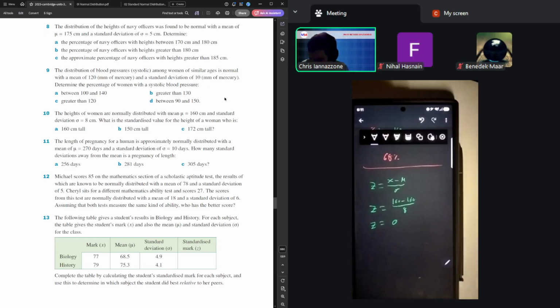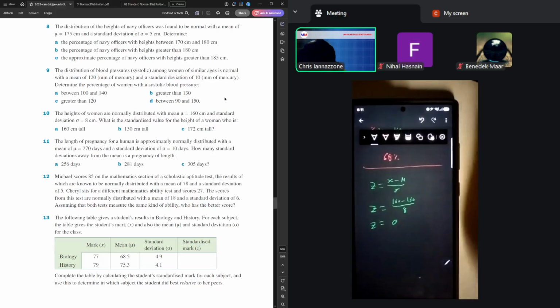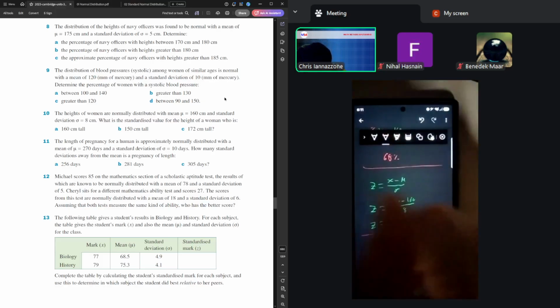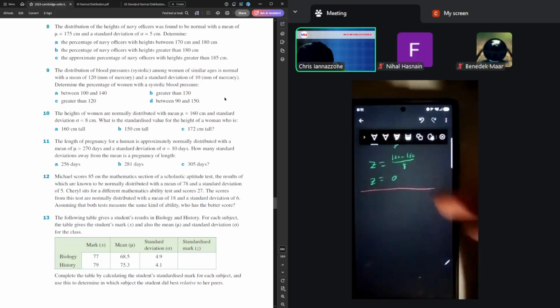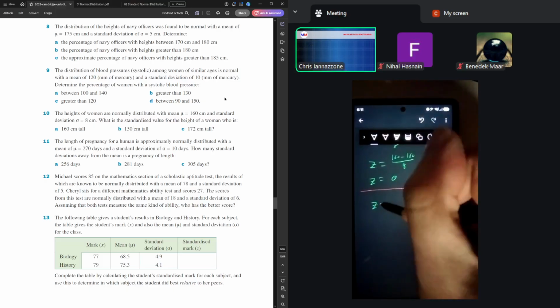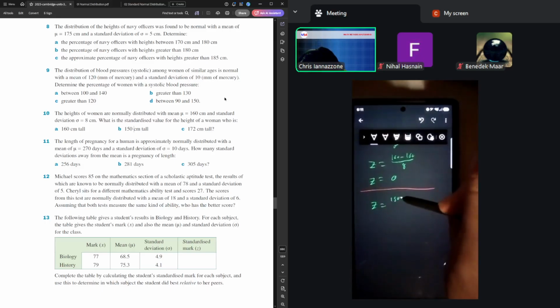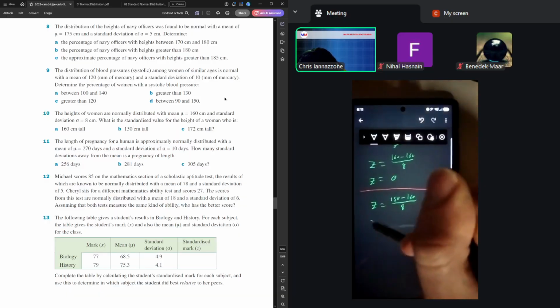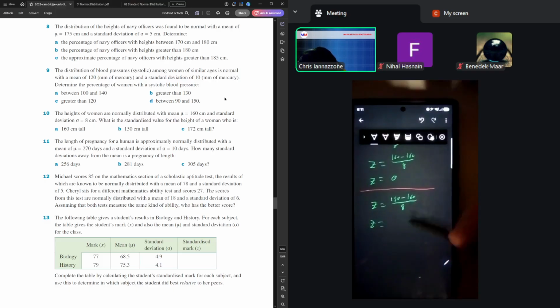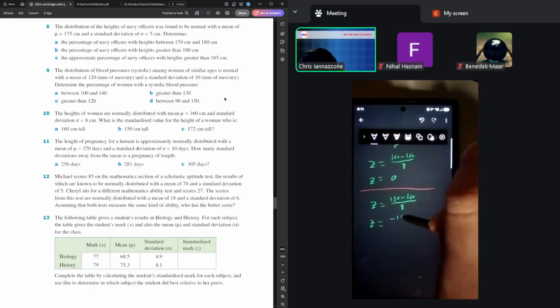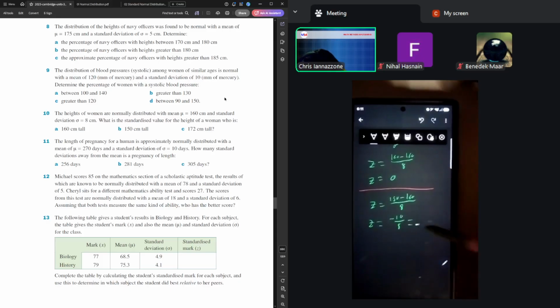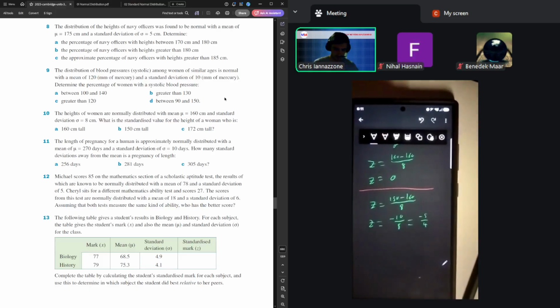For the hell of it, let's just do it for that one, and then we'll probably move on to a different question, unless you guys want to see more practice using the z. Z equals x, which is 150, minus the mean of 160 over the standard deviation of 8. 150 minus 160 gets you minus 10 over 8, minus 5 over 4. So less intuitive to be able to just look at that and know what that's going to be.